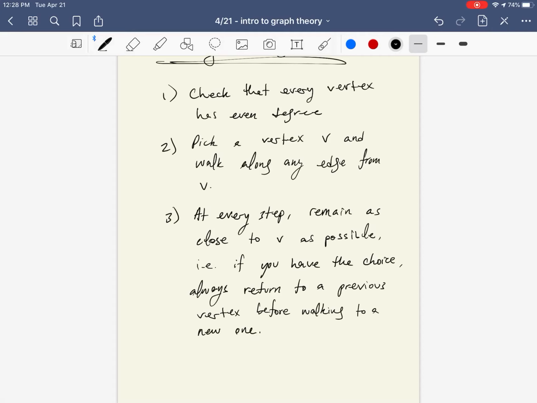Okay, and then finally, you just keep on doing this. Repeat this process until you end up back at the start. Okay? So let's give this a go. Let's see how it works.